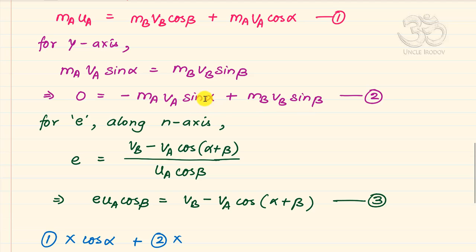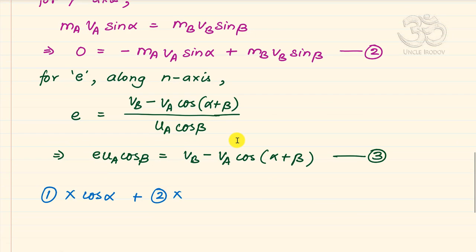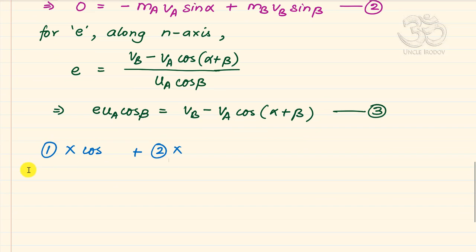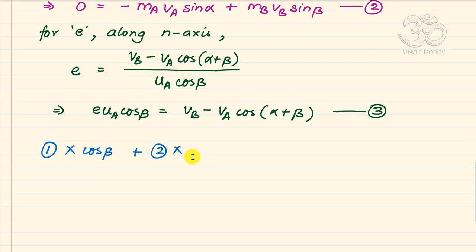I want to take advantage of this term, MA VA cos alpha and MA VA sine alpha. So here if I have cos beta, here if I have sine beta, I think the job will be done. That is why I have cos beta there, not cos alpha. I should multiply one by cos beta and second by sine beta. Now the job will be done. So sine beta, and what do I end up with?